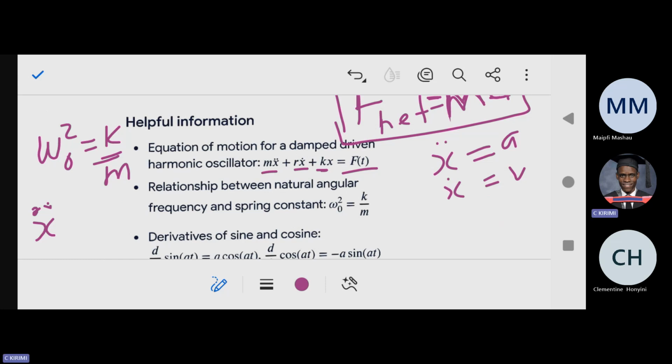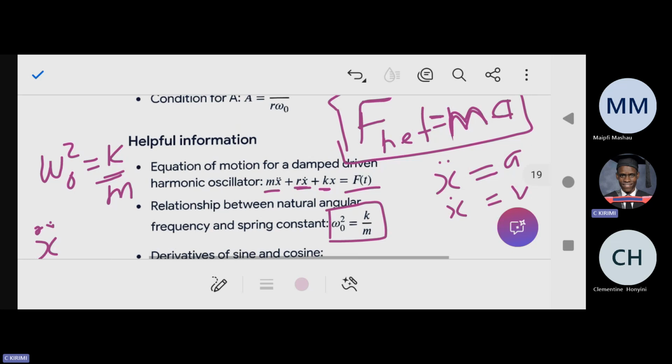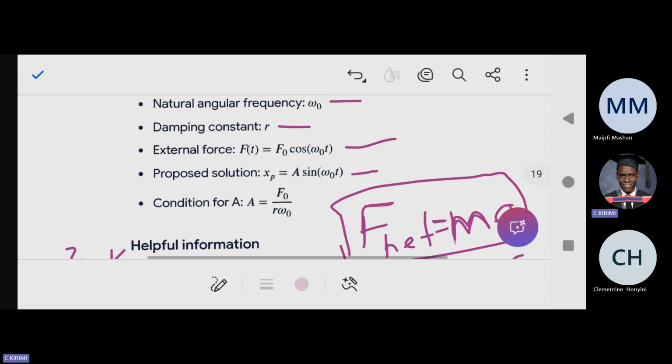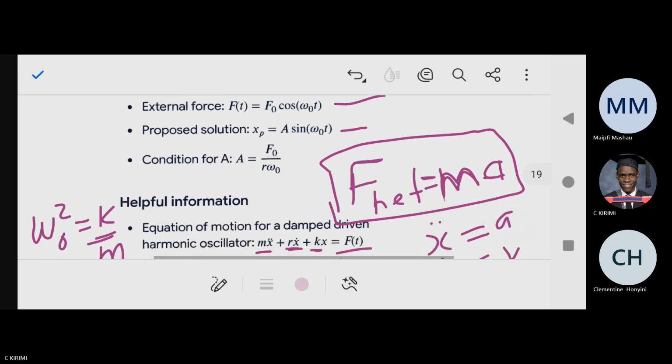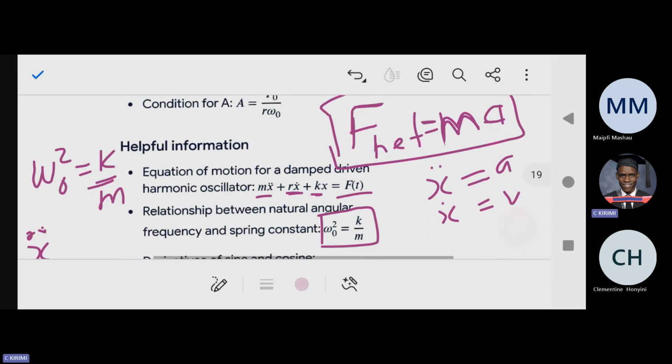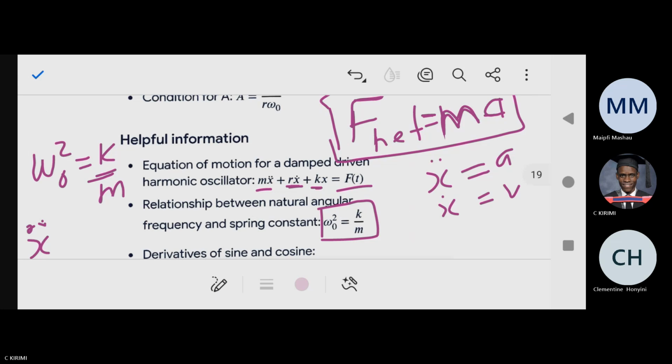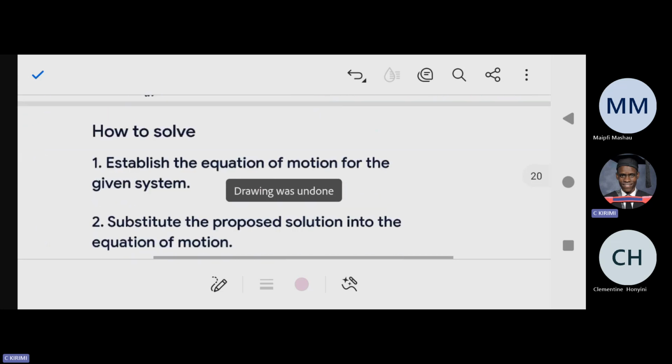One dot is showing you that you must differentiate once. So this is the value for omega naught squared is equal to k over m. Then you are going to substitute the value of omega naught using the particular solution. So now we are differentiating this particular solution once, you get x dot. You differentiate the particular solution twice, you get x double dot. That's what you're doing there. And then you replace into the formula.